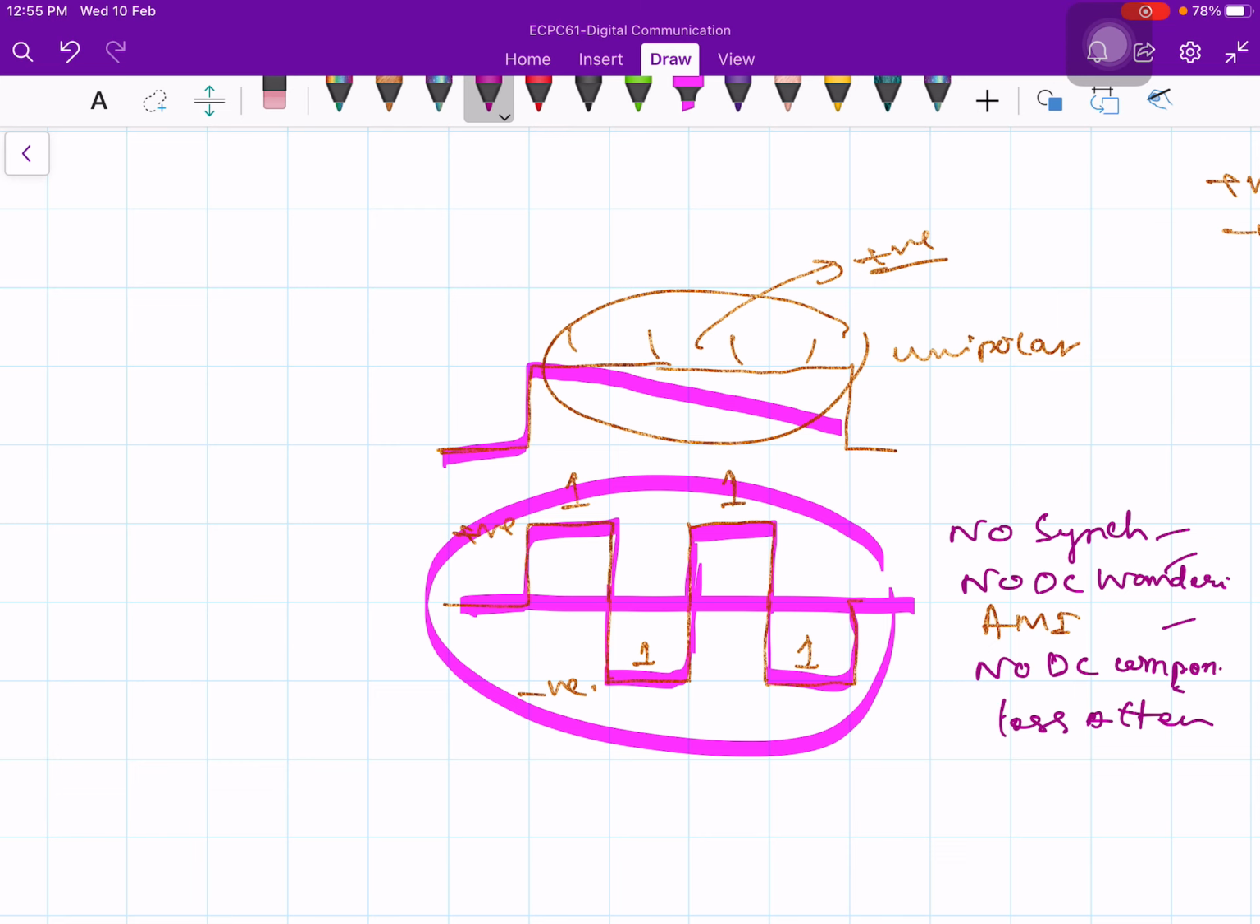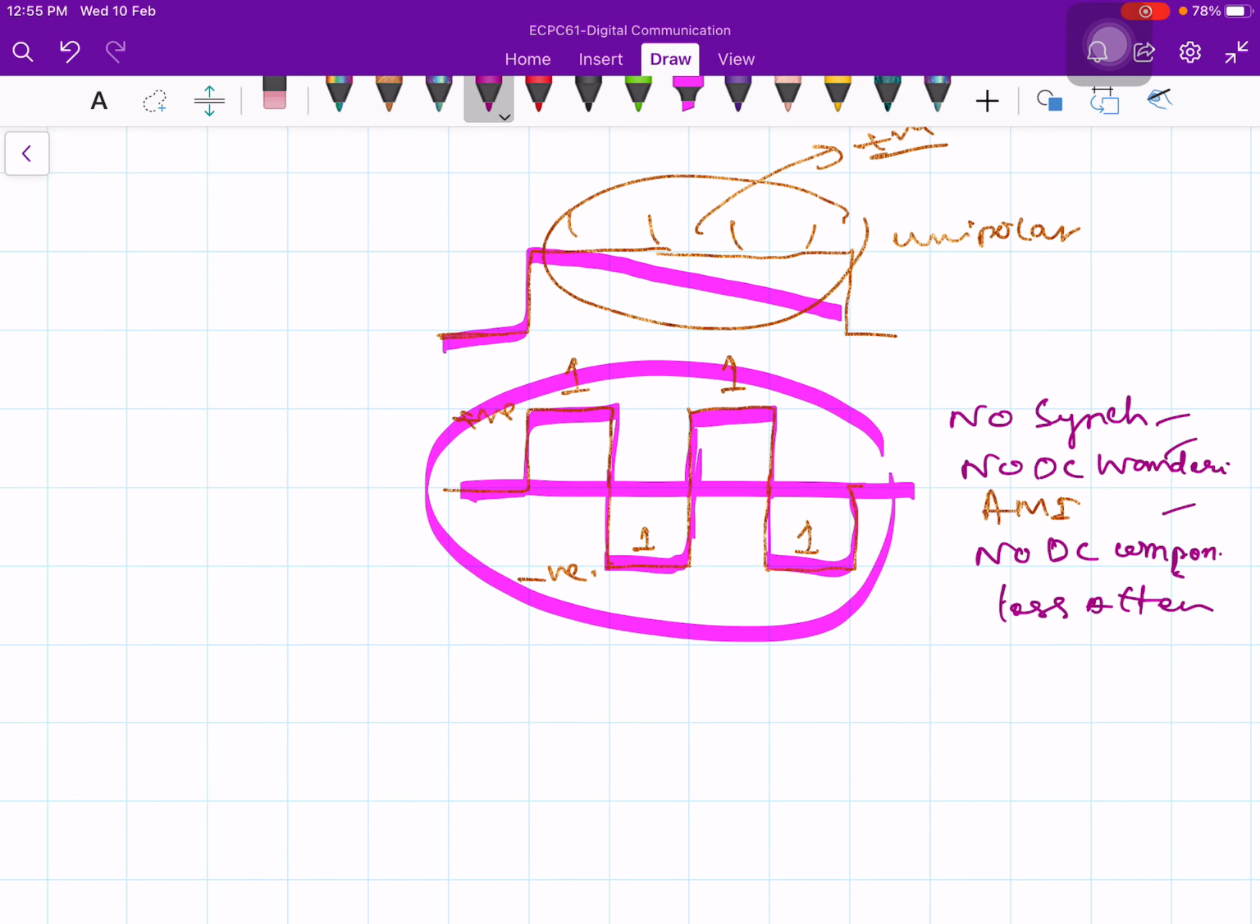But there is a problem. That problem is if you have a long sequence of zeros, then you will have a problem. That will be eliminated by HDB code.